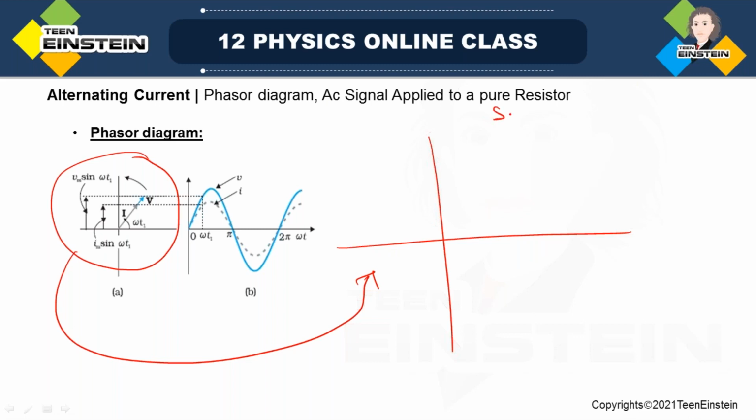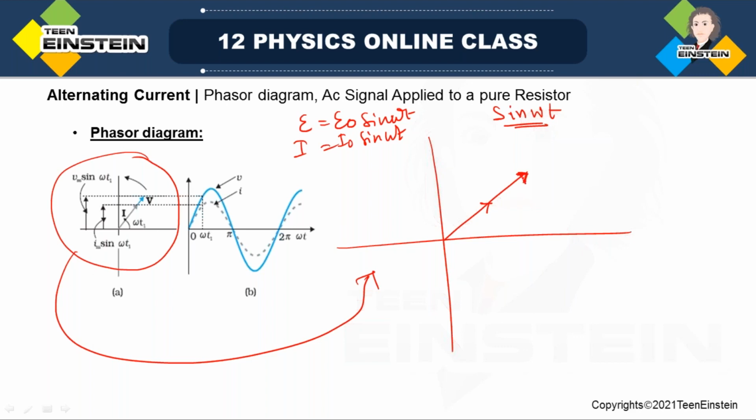So in this case, since both have the same phase sine omega t, I'll write the expression we had: E is equal to E0 sine omega t and I is equal to I0 sine omega t. So both have the same phase. If I draw a rotating vector for current or voltage, they will be lying on each other.